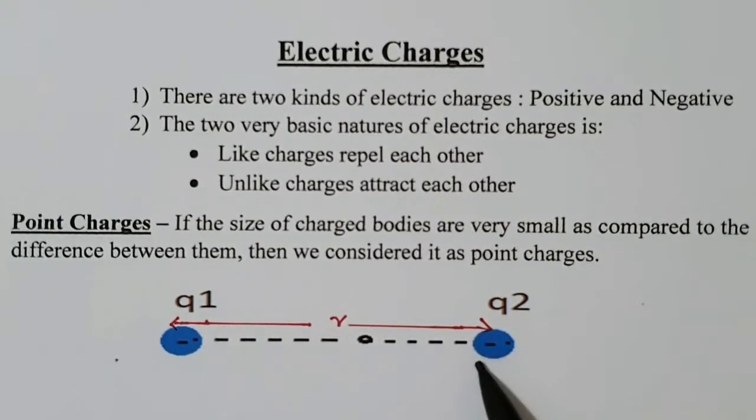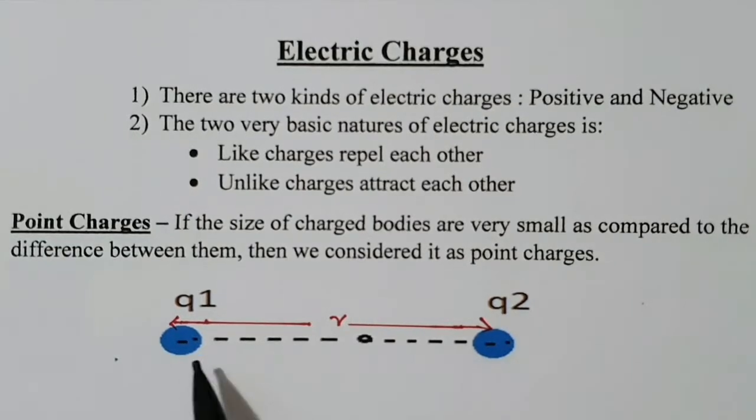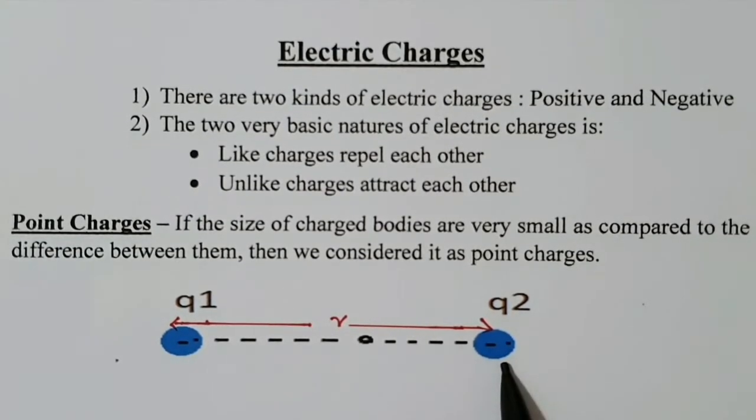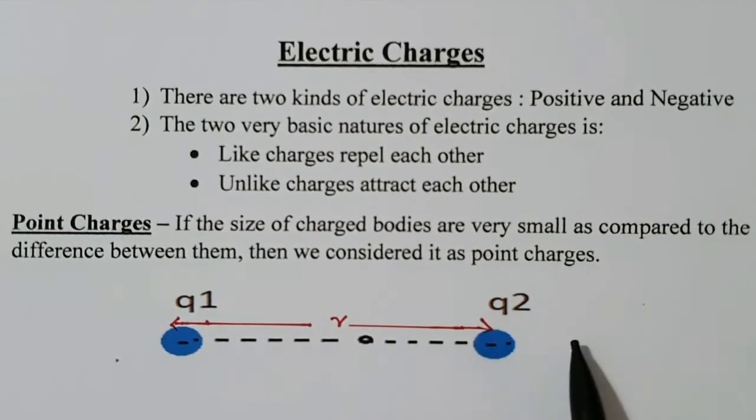So, for a point charge, all the charge content of the body is assumed to be concentrated at one point in space. Now consider two point charges Q1 and Q2 separated by a distance r. If the distance between these two charges is large compared to their size, then they are considered point charges. And point charges may be positive or negative. Now let's see what the properties of electric charges are.